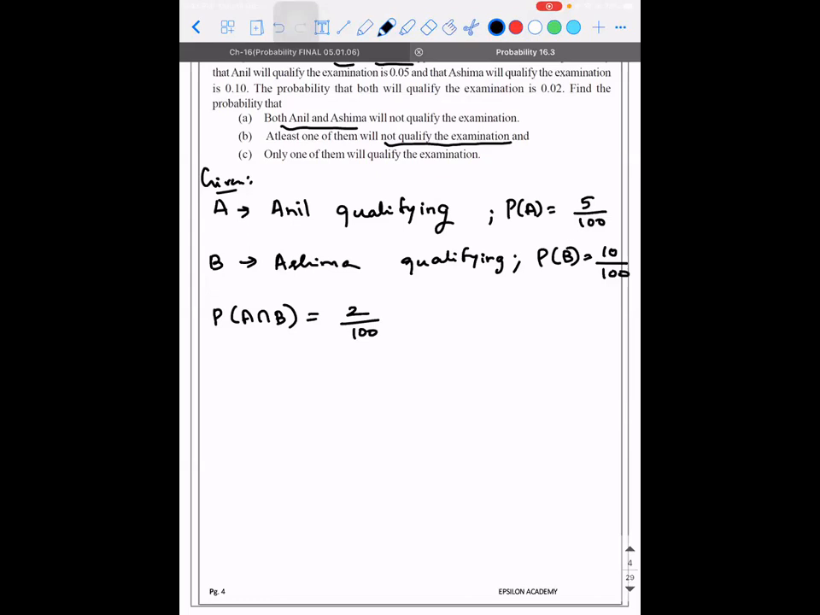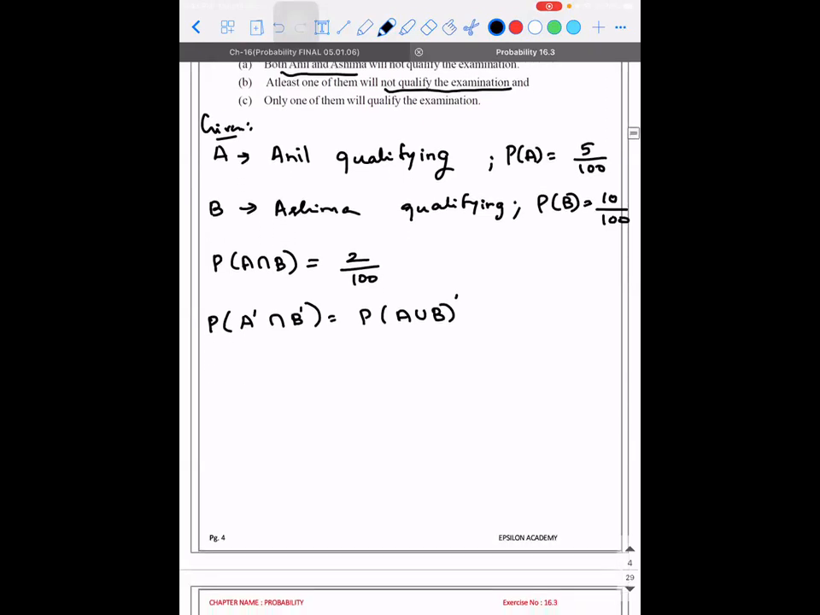So they didn't ask for A union B the whole dash. They asked what is the probability of A dash, A not happening, and B dash, B not happening. So what is the answer for that? A dash union B dash is equal to, can I write it as probability of A union B the whole dash? That's what De Morgan's law states, right? So probability of A dash intersection B dash is equal to probability of A union B dash.